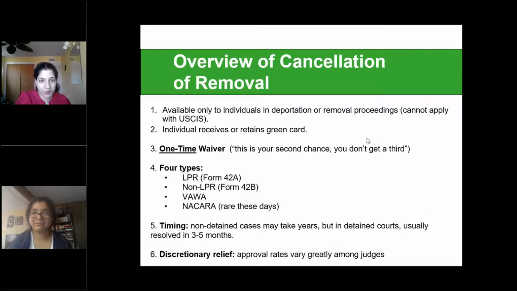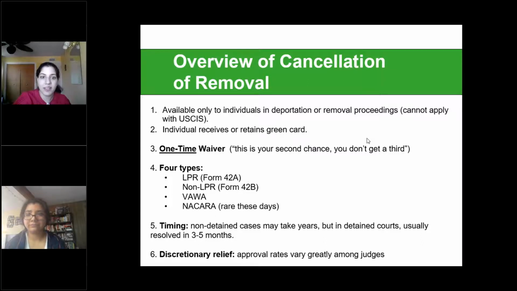Okay, so folks should now be able to see the slide with the overview of the different types of cancellation. Sorry about that. There are 4 types of cancellation. Today we're going to be talking about the first 3 types: LPR cancellation, non-LPR cancellation, sometimes known as 10-year cancellation or hardship cancellation, and VAWA cancellation. NACARA cancellation is pretty rare these days, so we're not going to talk about that today.